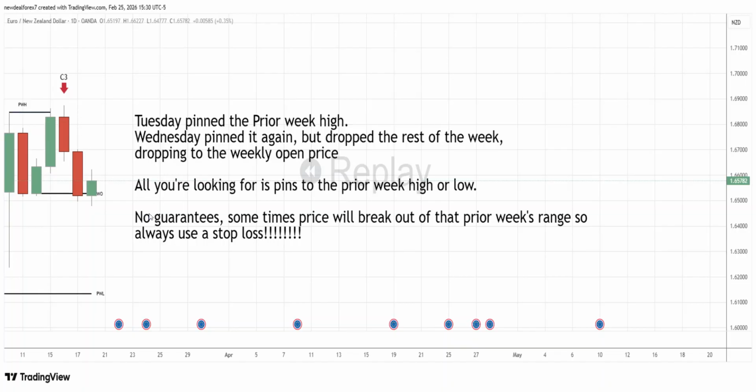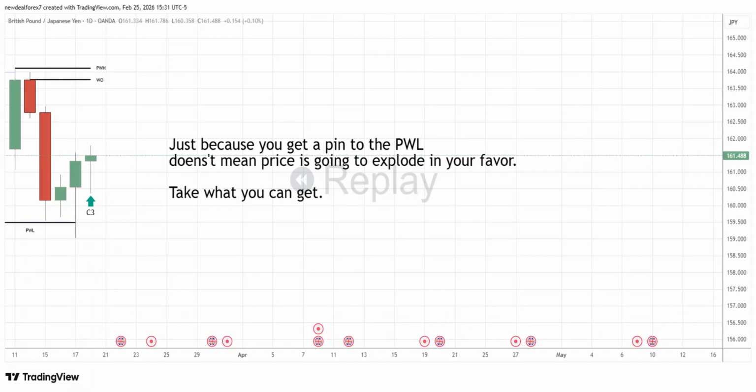But look, there aren't any guarantees. Sometimes price will break out of this range, even if it pins it. So you need to always use a stop loss. And remember the start and stay rule. Okay, I'm going to show you an example of this in a little bit.